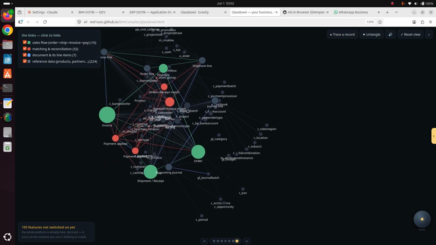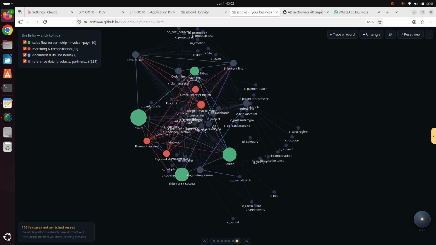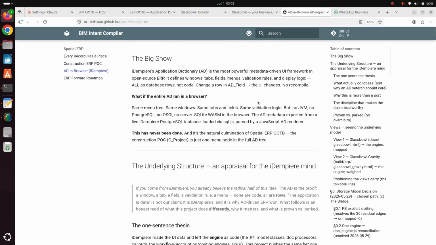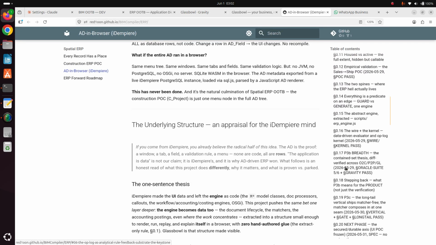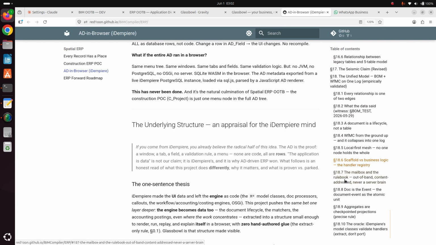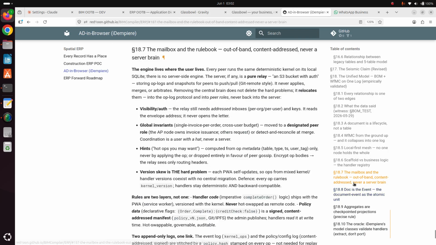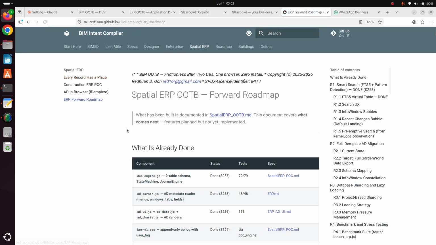How does peer-to-peer work? How do we reconcile? It's a long story. You can read about it as given here. This explains exactly in detail. It's all open source. The market validation, the doc is the event, mailbook. There's a distribution. Okay, the roadmap.